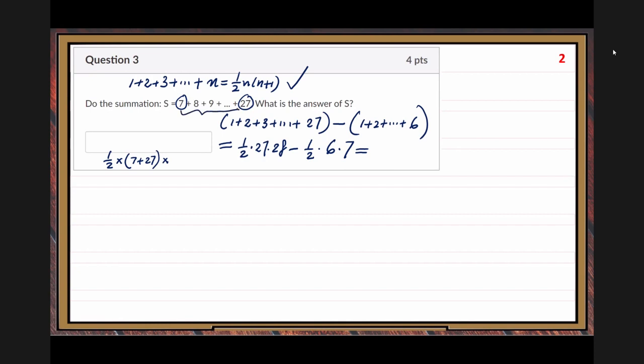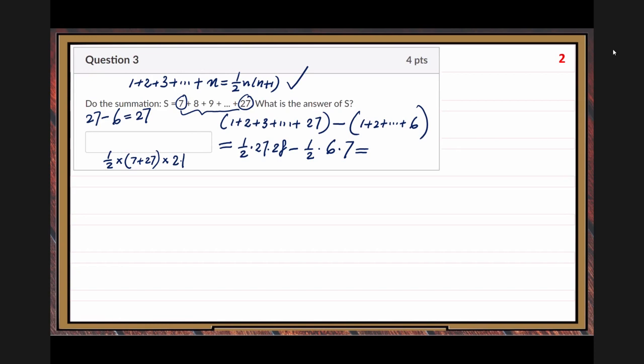number of summands, the number of operands. Okay, how many? Do not count it wrong. If you count it wrong, you get the wrong answer. Do not use 27 minus 7. If you use 27 minus 7, you missed by 1. So you use 27 minus the number right before 7. That's 6. So 27 minus 6 equals 21. Okay, so you should put 21.